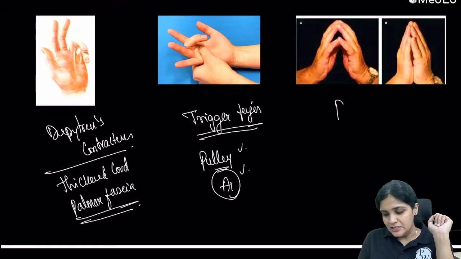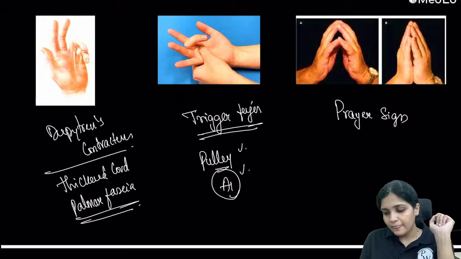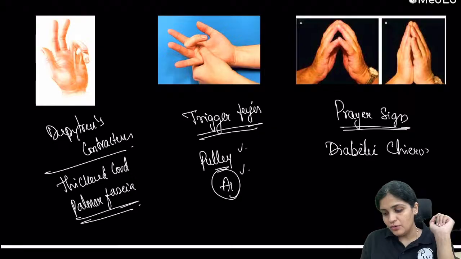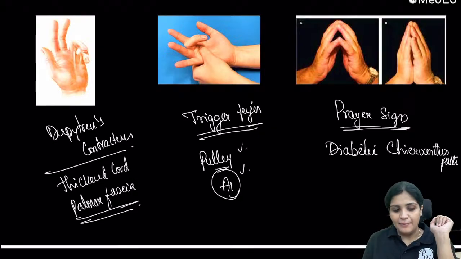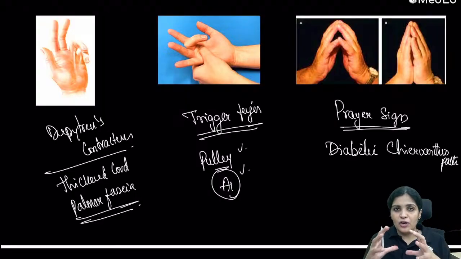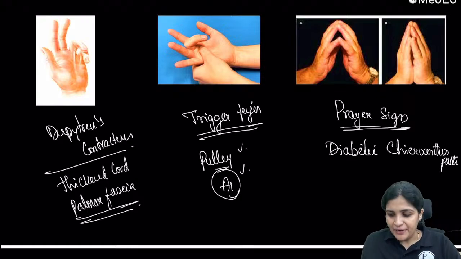And finally, this is your prayer sign, where you see diabetic cheiroarthropathy, right? This is the condition where diabetics develop contractures in the joints and they cannot do this properly. When you ask them to put their hands like this, they cannot. So this is your prayer sign.